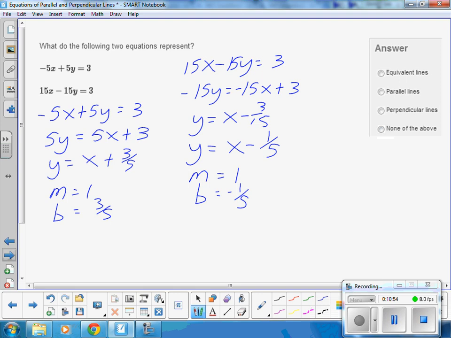Okay? I have slope of 1, but my intercepts are not equal. But my slopes are the same. That means I have parallel lines. Again, barring any mistakes that I've done to this point.